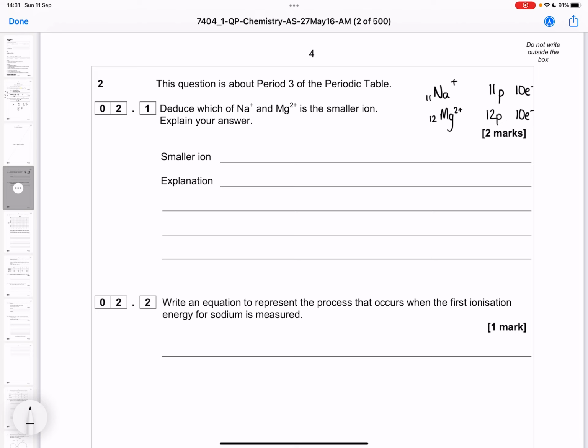They are isoelectronic. So they have the same number of shells with electrons in them, but magnesium has got more protons in the nucleus, so it's got more pull from that nucleus onto those two shells of electrons. So it pulls those two shells in just that tiny bit tighter, and so we'd say that the smaller ion is magnesium 2+, and we would say that they have the same electron arrangement, or the same number of electrons. So both ions have the same number of electrons. They're isoelectronic.